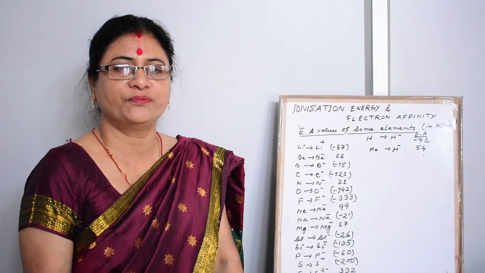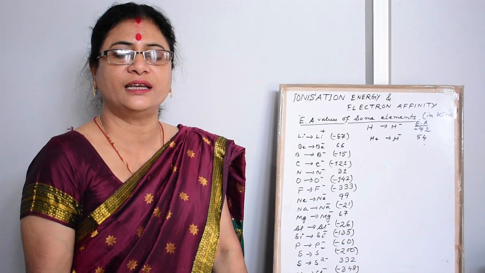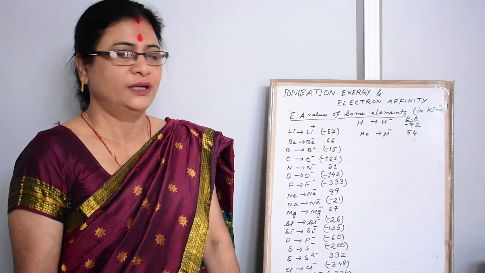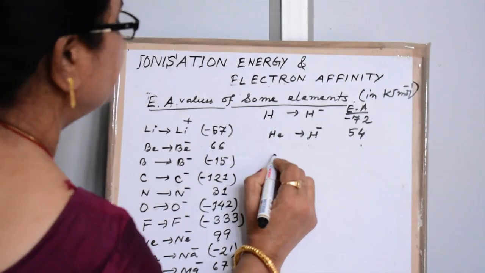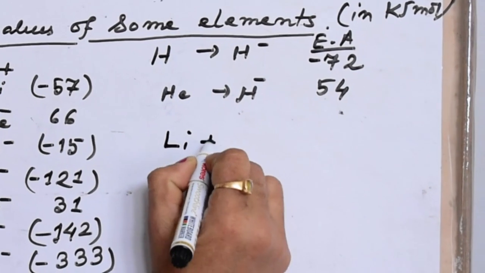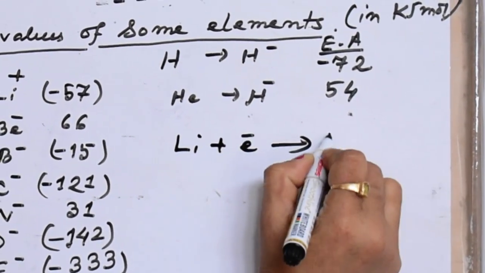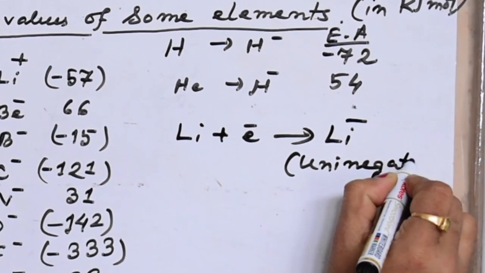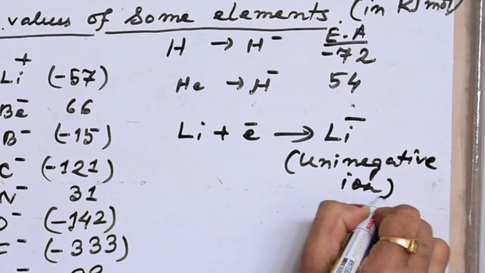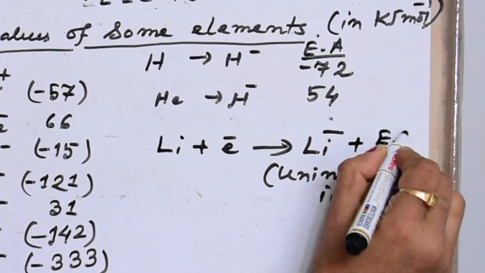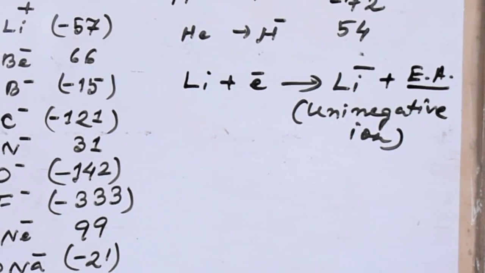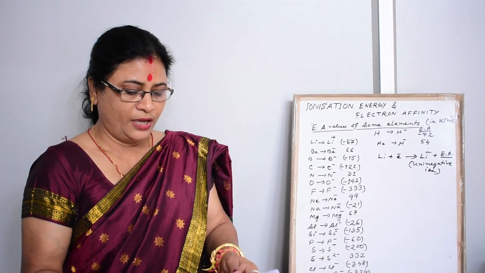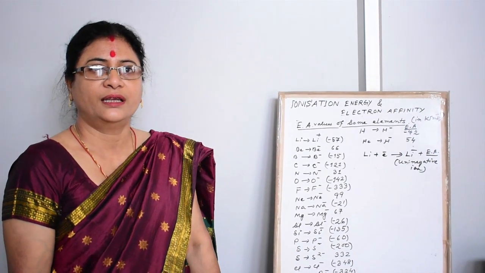Electron affinity is the energy released when an extra electron is added to form a negative ion. That means, suppose this is lithium, when we add an electron, it will form a negative ion. The energy released is called electron affinity. Electron affinity depends upon the following factors: number 1, size of the atoms and the effective nuclear charge.